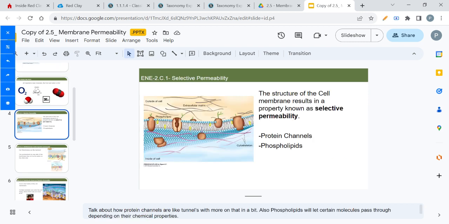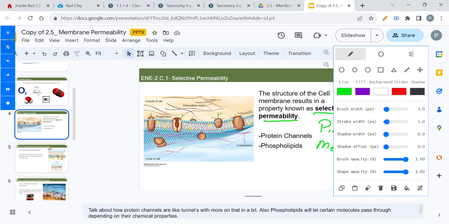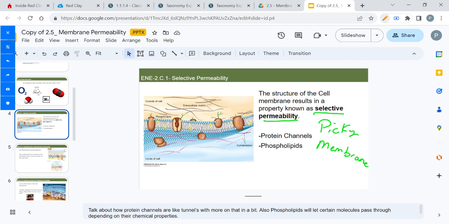Now, the first thing we're going to do is talk about selective permeability. Selective permeability basically means that the cell is going to be picky about what can go through the membrane. There are certain things that have an easier time going through the membrane, and there are certain things that are not able to. If we need to get the stuff in, we have to come up with two different methods to bring it in. We're going to talk about this when we hit our diffusion unit, which we'll get around to.